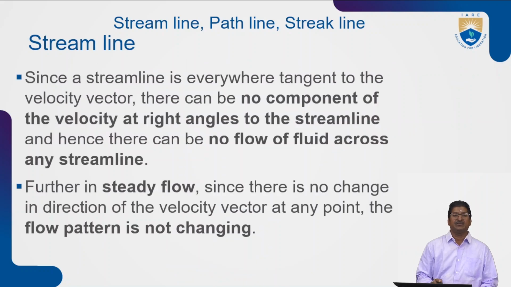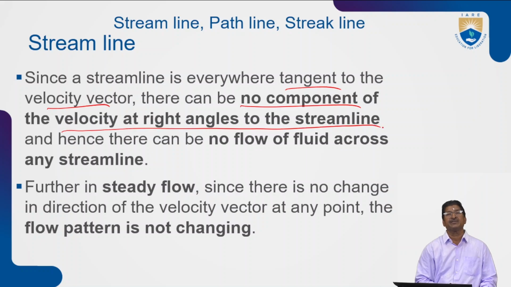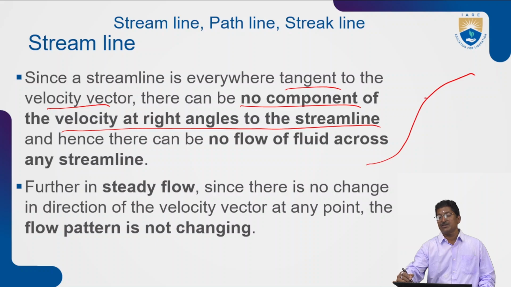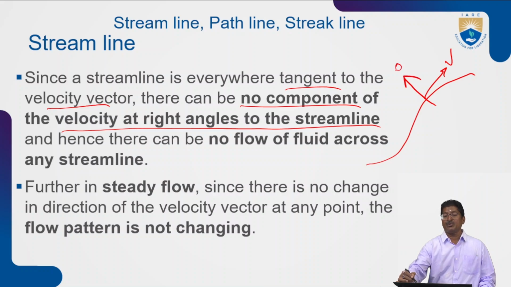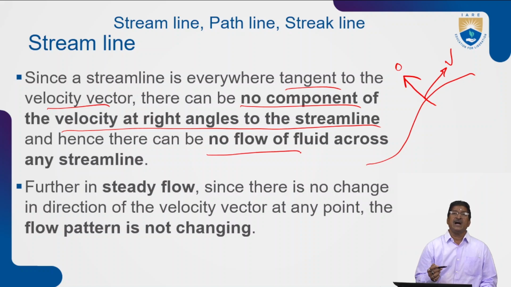Since streamlines are everywhere tangent to the velocity vector, there can be no component of velocity normal to a streamline. That means if a streamline is like this, the velocity vector is giving the tangential direction at the point. Hence, at 90 degrees to that there will be no velocity, so there will be no flow at all. So across a streamline, the velocity is 0, as the velocity is in the tangential direction at that particular point on the streamline.